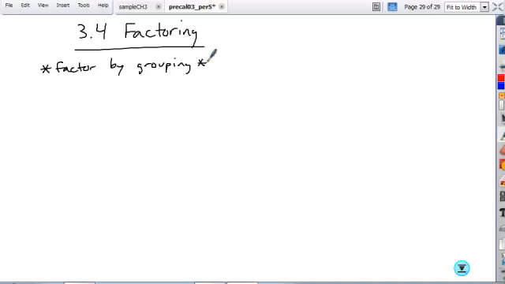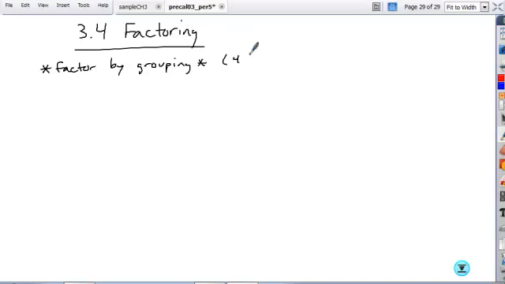If you have three terms, again, you remove any common factors first, and then the special factor form for three terms is the perfect square trinomial form, so you're looking for binomial square factors. And then when you get to four terms, that's when you use factor by grouping.